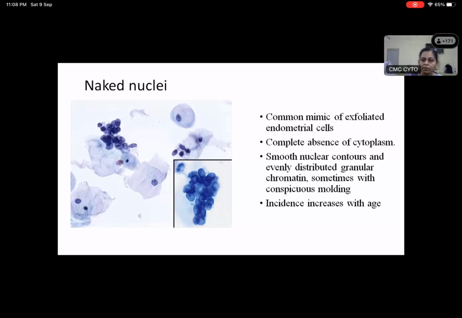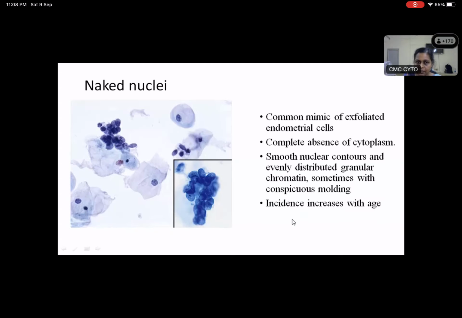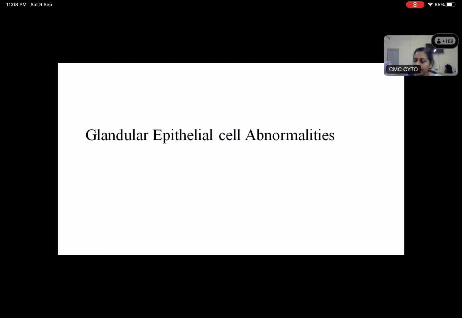Having told you all of these, it is very difficult sometimes to exclude atypical endometrial cells in the context of naked nuclei and also with histiocytes. This is just for us to be aware that these are actually non-neoplastic findings which can fall into the differentials for atypical endometrial cells. Okay, so with that we come to the end of normal morphology, the slight variations from normal morphology, and non-neoplastic findings.